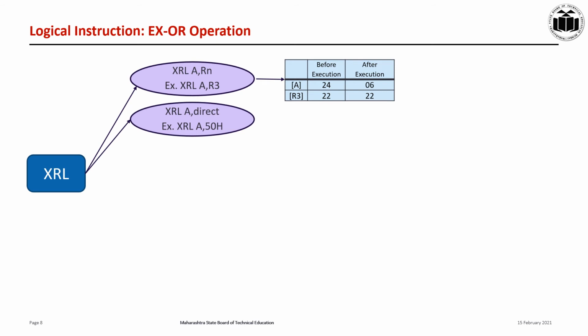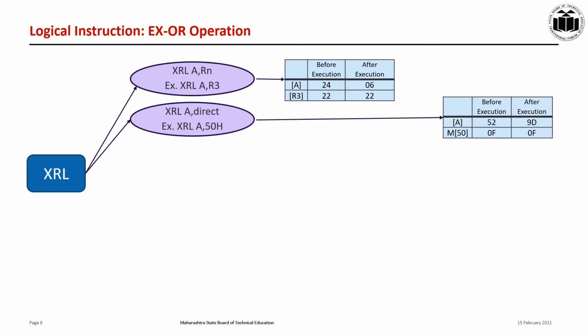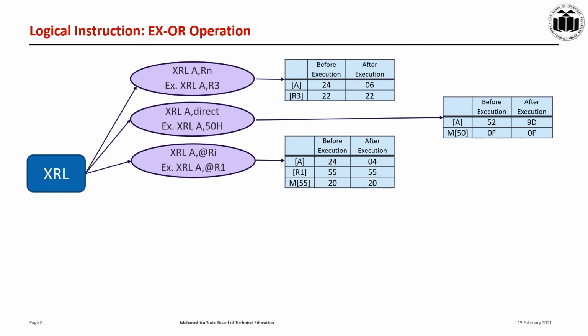XRL A, direct. This instruction XORs the content of the direct internal memory location given in the instruction with the accumulator and stores the result in the accumulator. XRL A, @Ri. This instruction XORs the content of the internal memory location pointed to by Ri with the accumulator and stores the result in the accumulator.